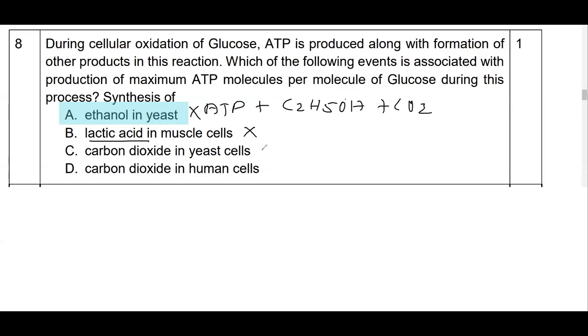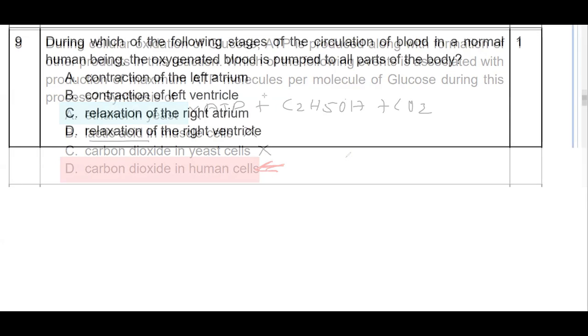Now, carbon dioxide in the yeast cell is again anaerobic. The one which takes place in human cells has to be, by that they mean, in the mitochondria. So the one that takes place in the mitochondria of this cell, not the muscle cells, right? In the muscle cells, it is lactic acid. So that takes place inside the mitochondria, which is known as the Krebs cycle. It produces the maximum amount of energy of all the options given here.